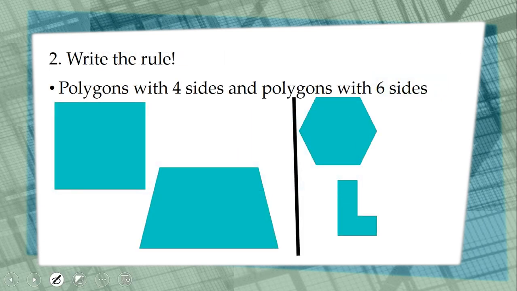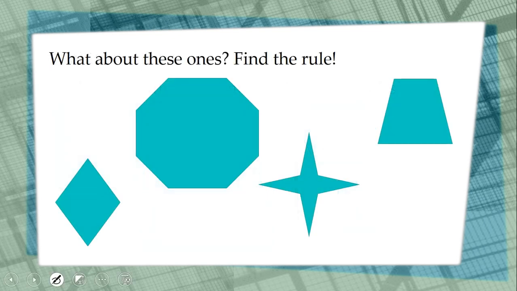So once I've sorted them and counted the sides, I'm going to separate them and I'm going to write a rule, okay? And you guys had rules for your patterns at the start of the year. So when we are writing the rule, all we're going to do is say, these ones are polygons with 4 sides, and these ones are polygons with 6 sides. So the rule is polygons with 4 sides and polygons with 6 sides. Pretty easy rule, right?